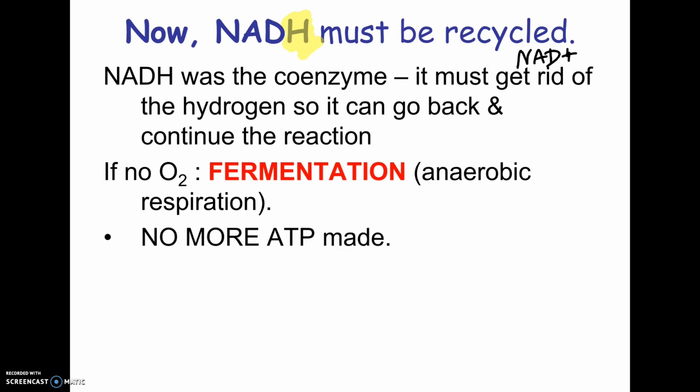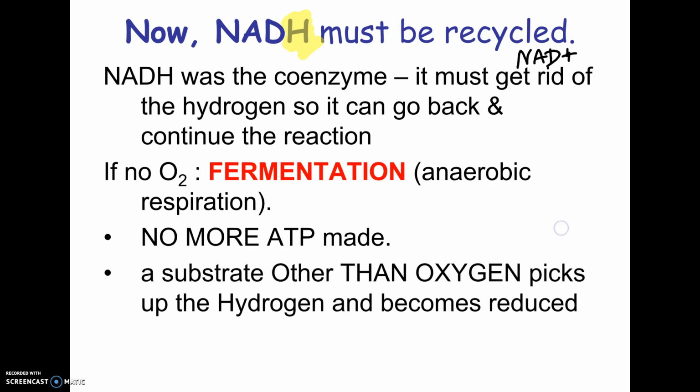Fermentation itself, that step after glycolysis, does not make additional ATP. What it does do is it gets rid of the hydrogens by transferring them to something else, not oxygen, and they get recycled. The product of fermentation in a lot of bacteria is ethanol, which is alcohol. So this is how, when they make beer and wine, they're basically making ethanol by fermentation.